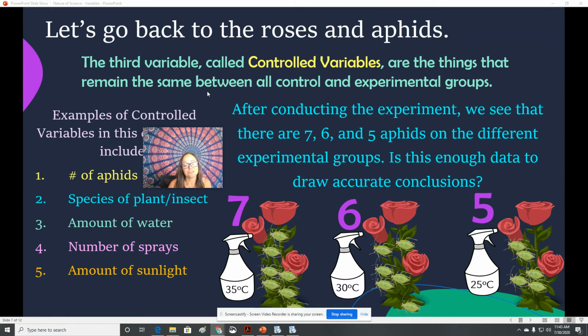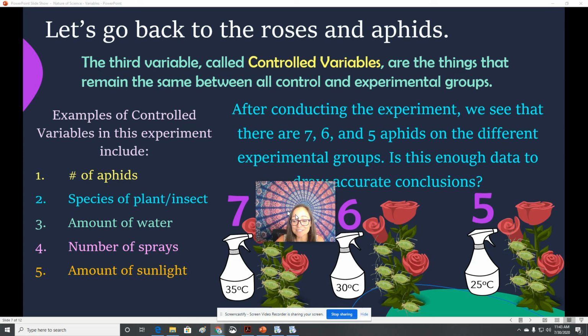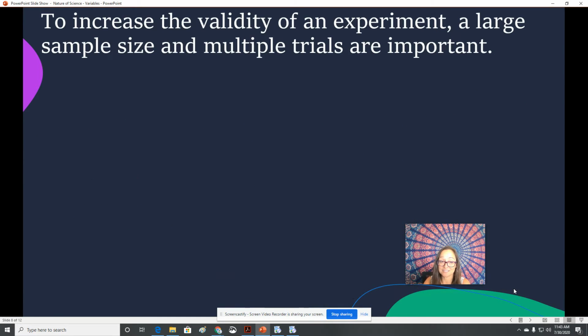But let's be real. You had 3 setups with only 10 aphids on each plant. Do you think this is really enough information to draw accurate conclusions that you can say with certainty, yes, my experiment worked and I feel confident in my response? Probably not. The next best thing to do would be, you have 2 choices here, to increase the validity of your experiment, to make it a stronger experiment so that your conclusions are more sound and reliable. You have options. Well, really should do both, but you should have a large sample size and multiple trials.